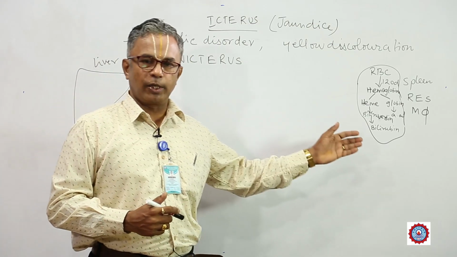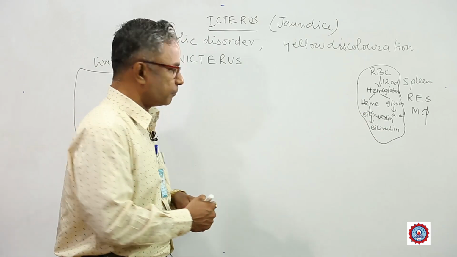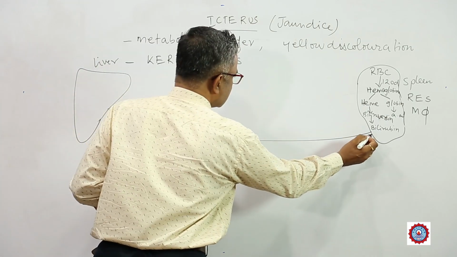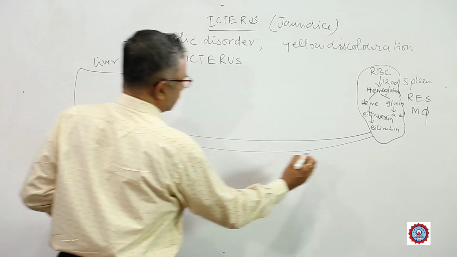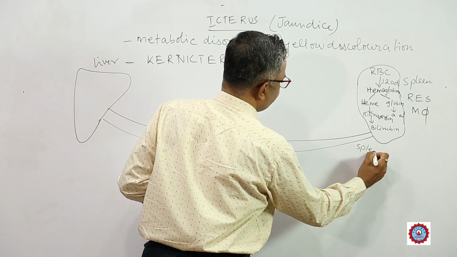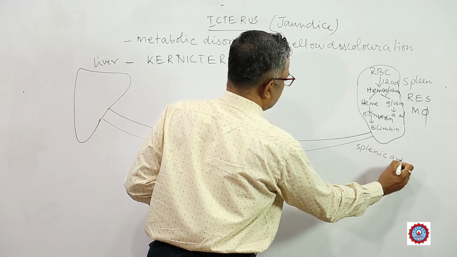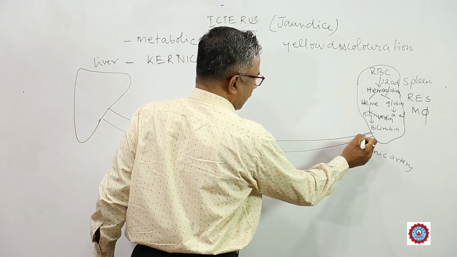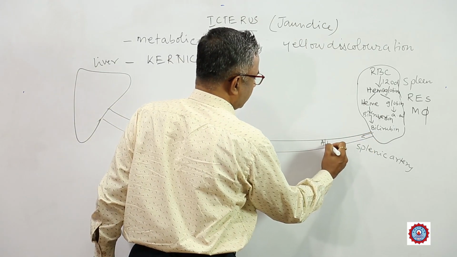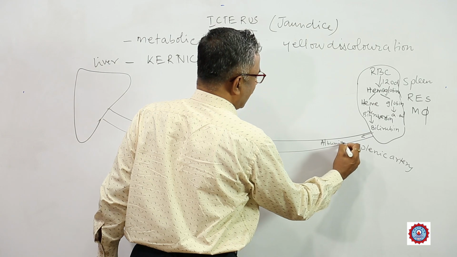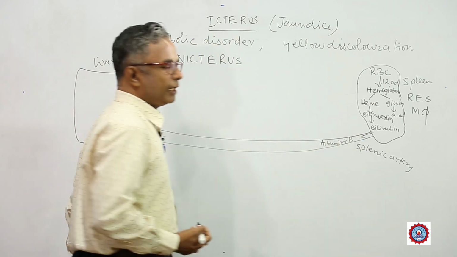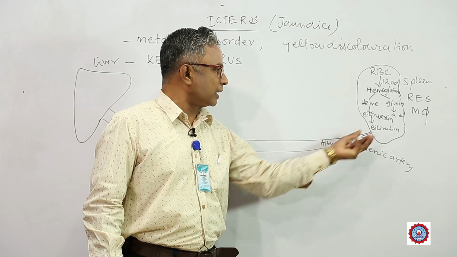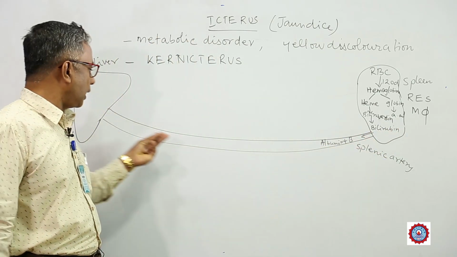So, what will the body do? The body will transport this bilirubin to the liver via the splenic artery, which transports the bilirubin to the liver. In the blood, it is combined with albumin, a protein which acts as a carrier. I will put B for bilirubin. Albumin is a transport carrier protein which carries the bilirubin in the blood until it reaches the liver.